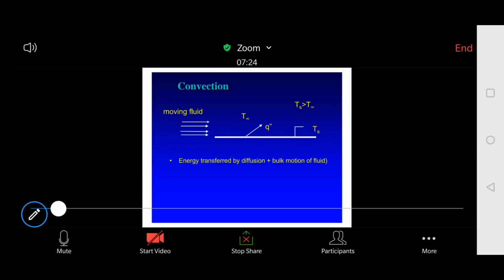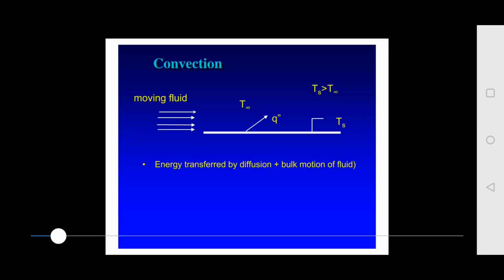Now we have convection. In the case of convection, as I already said, convection needs the bulk motion of the fluid, and energy is transferred by two means here: by diffusion and by bulk motion of the fluid. So it's the moving fluid. Actually you have two temperatures, T infinity and Ts. T infinity is the outer temperature, and this is Ts, the surface temperature here. So Ts is greater than T infinity, and Q double prime is the heat flux, heat flow per unit area.